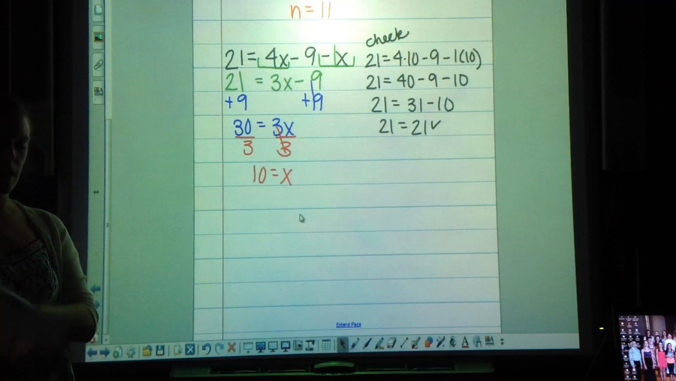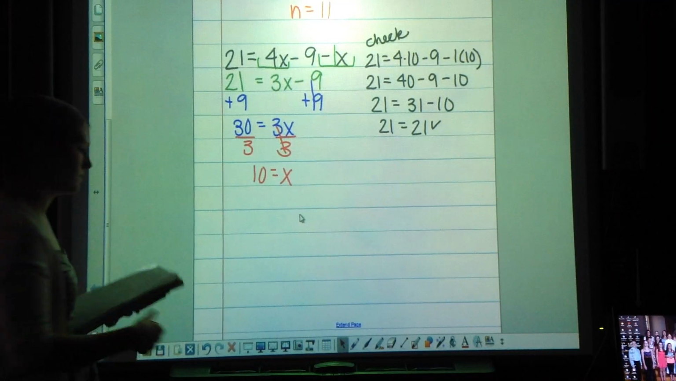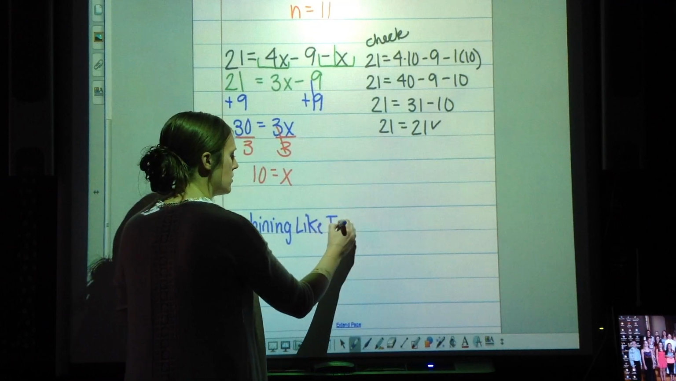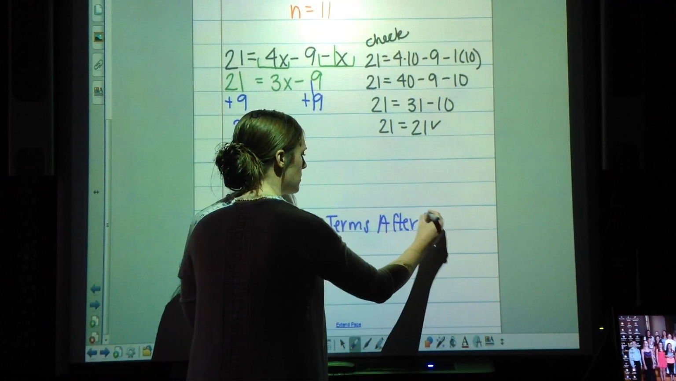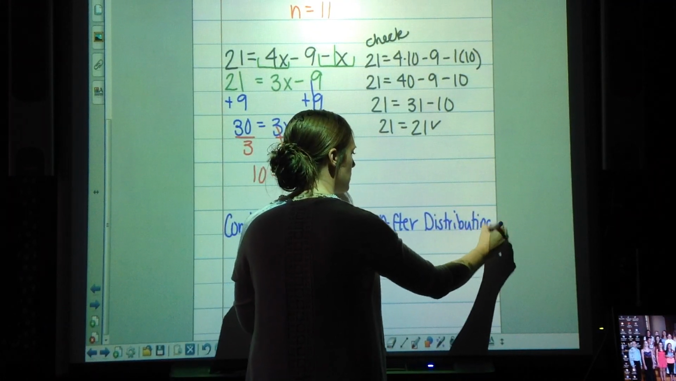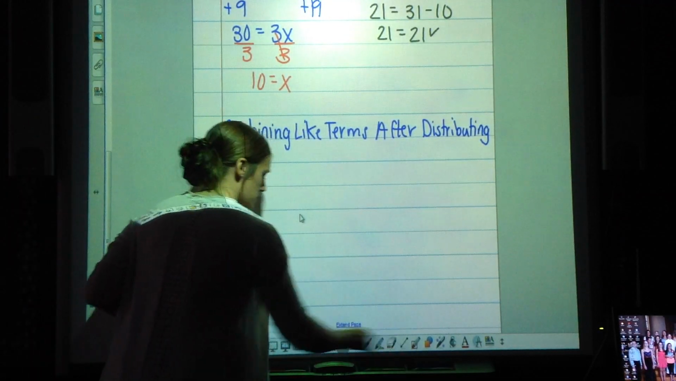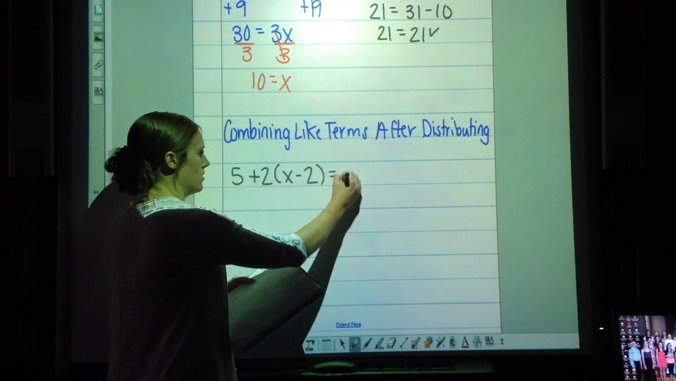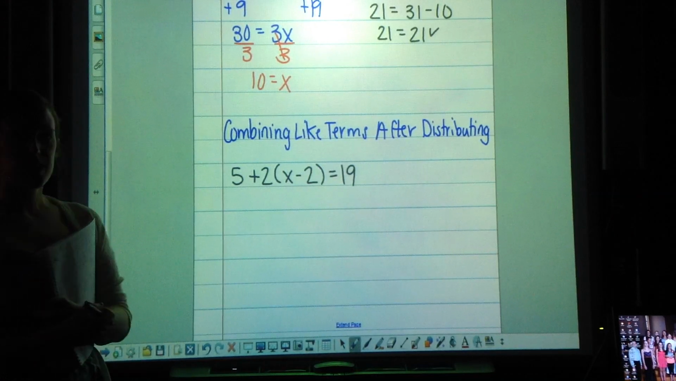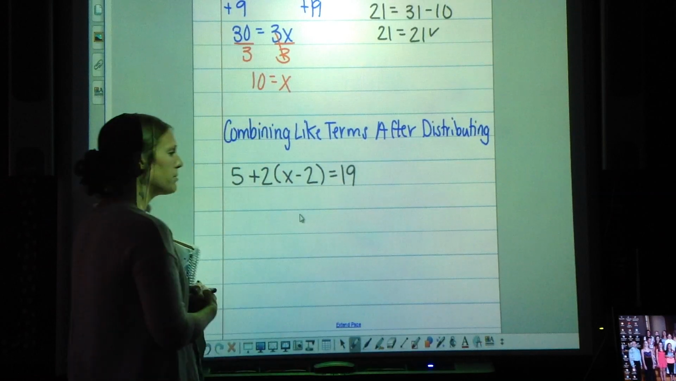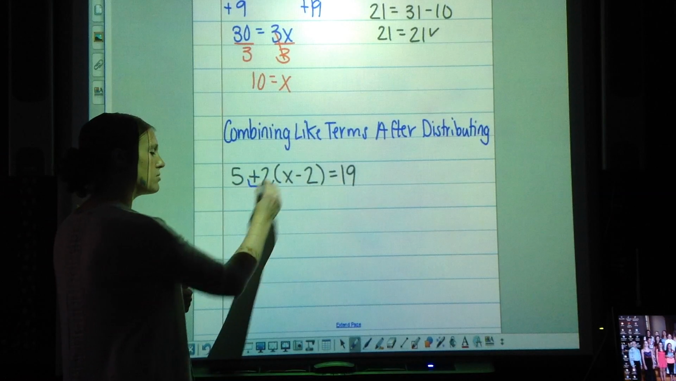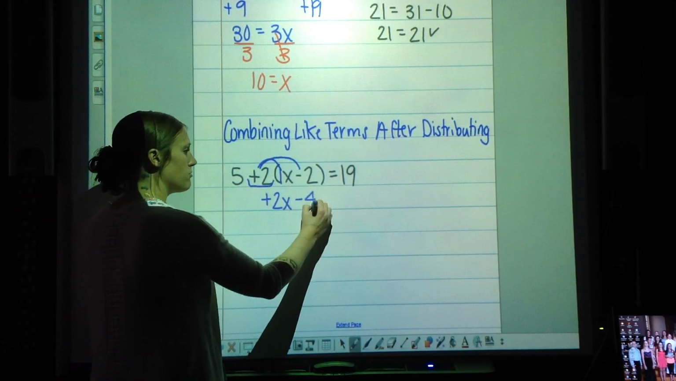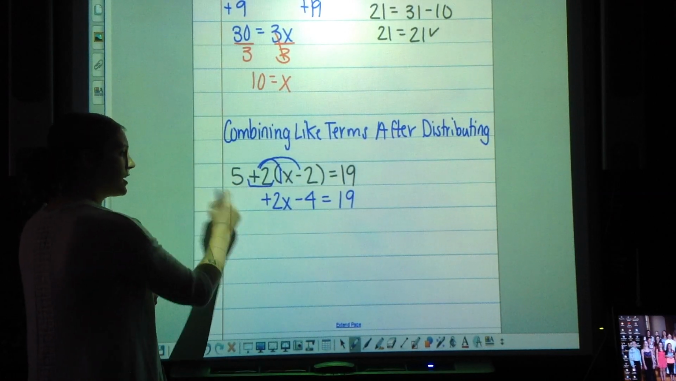Okay, now we're going to combine those two ideas together. This is combining like terms after distributing. We have actually seen expressions like this, we just have not solved equations like this. Positive 2 times a positive 1 is a positive 2x. And a positive 2 times a negative 2 is a negative 4. Then I write down everything else I didn't use.